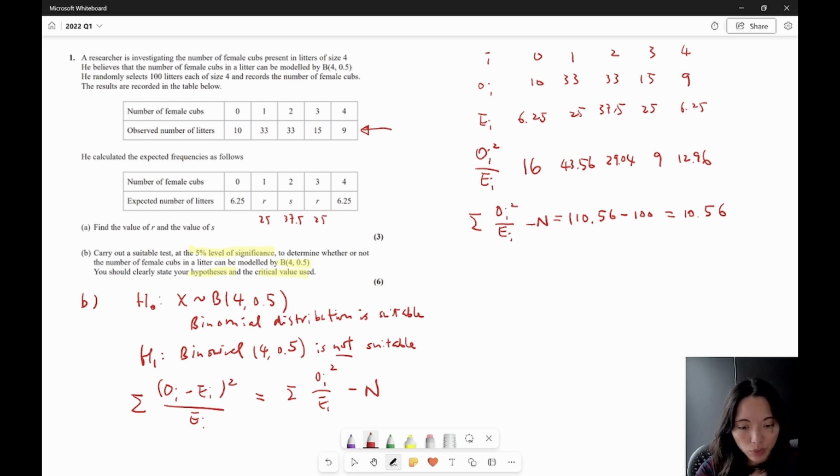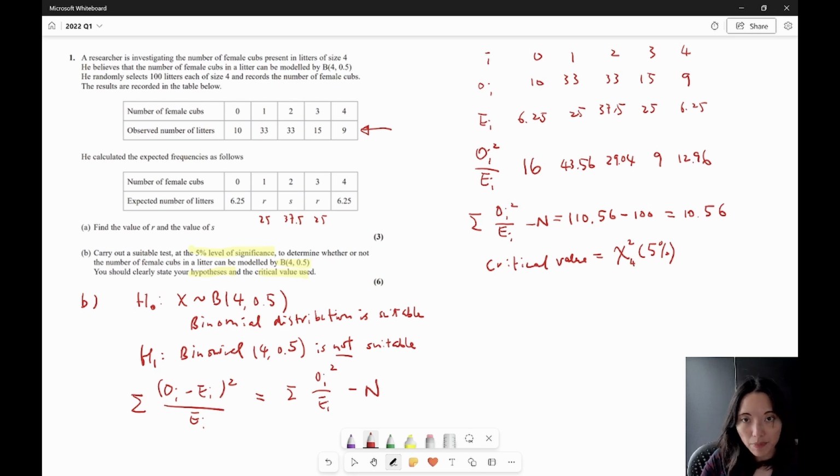Let's compare that to the critical value. So the critical value, let's write that down because the question is asking for this. The critical value comes from the chi-square distribution at the 5% significance level. And let's work out the degrees of freedom. There are 5 columns and 1 constraint, so the degrees of freedom is 4.